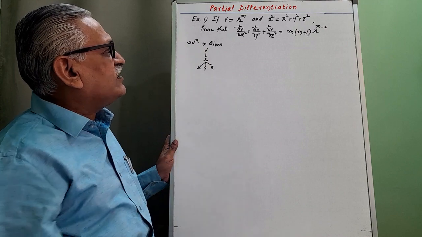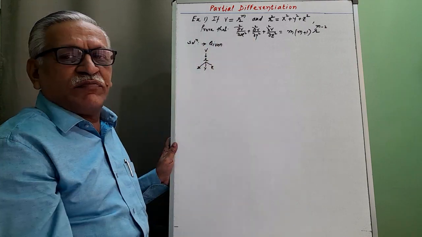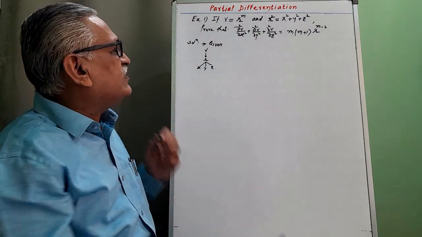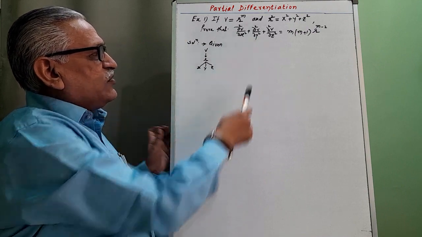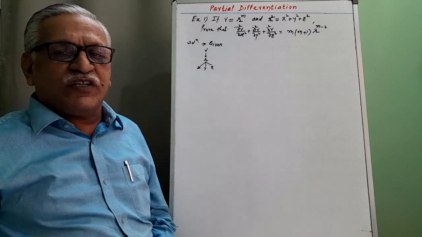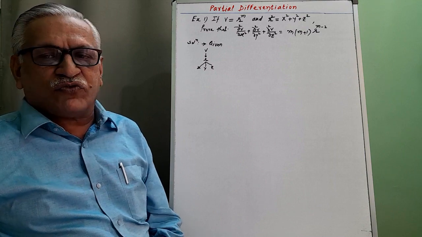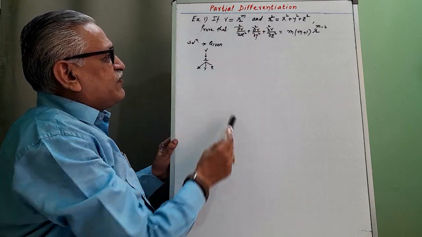Example number 1. If v is equal to r raised to m and r square is equal to x square plus y square plus z square, then prove that dou 2v by dou x square plus dou 2v by dou y square plus dou 2v by dou z square is m into m plus 1 r raised to m minus 2. And to prove this, we draw a tree diagram using the given information.